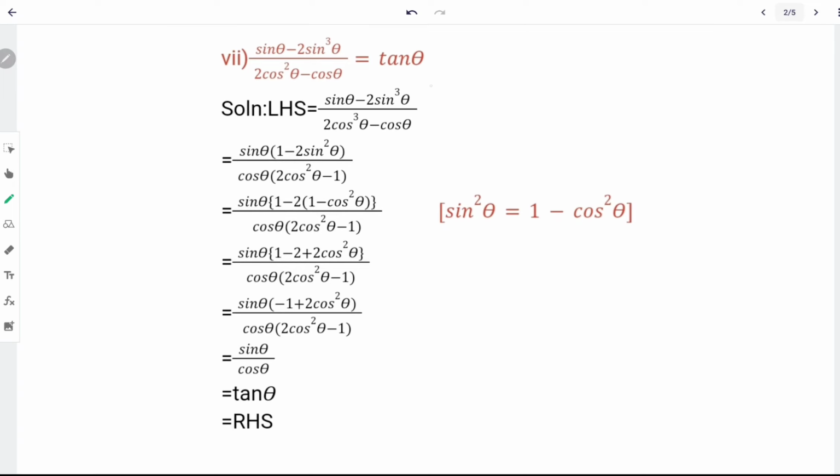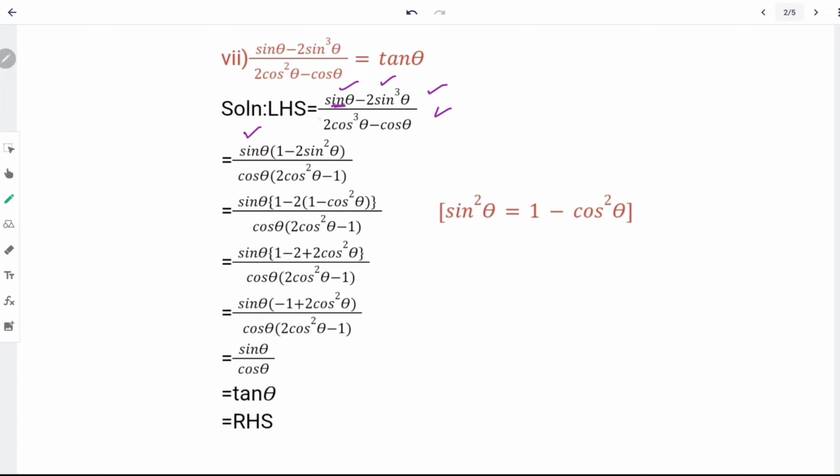All right, Roman number 7. So once again, left hand side equals right hand side. That is what we'll be proving. So let's start from the left hand side. I've written the left hand side here. So remember, our answer should be tan theta. When you look at the numerator, sine theta, then 2 sine cube theta, right? We can see that sine theta is common to both. That is why we're taking the common out.